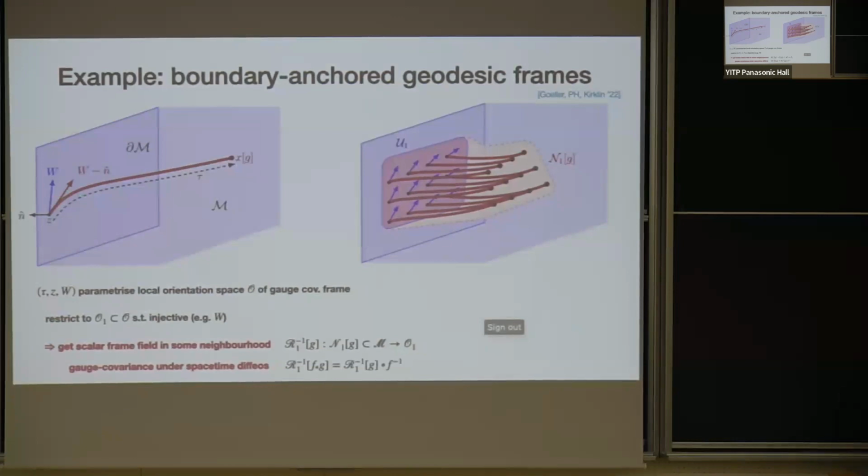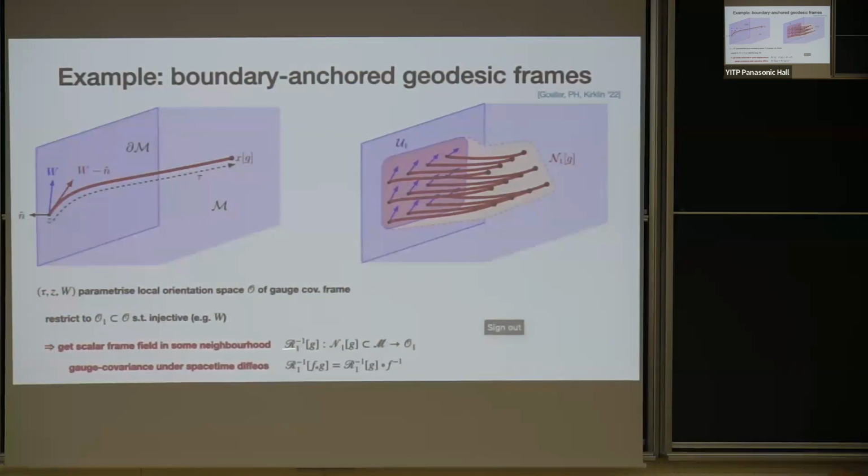And so in order to do that, we have to restrict to a lower dimensional subset of this orientation space, such that we can have an injective relationship between these parameters and bulk points. For instance, you can do it by fixing the boundary vector field. And then you have just the boundary anchor point and the distance by which you shoot in.